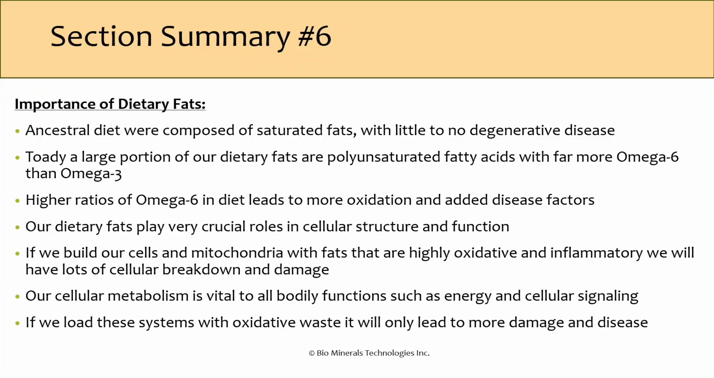Section Summary 6. Ancestral diets were composed of very stable saturated fats with little to no degenerative disease. Today, a large portion of our dietary fats are polyunsaturated fatty acids with far too many omega-6s relative to omega-3s. The higher ratios of omega-6 in our diet lead to more oxidation and add to the disease factor.